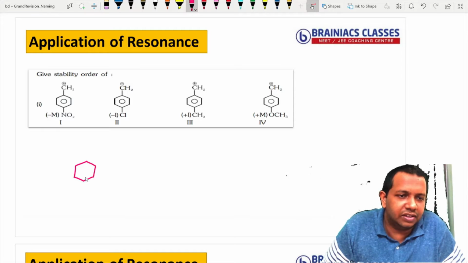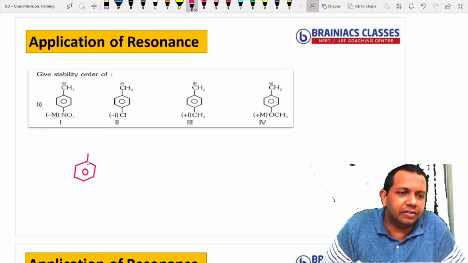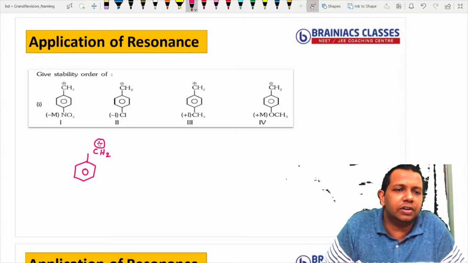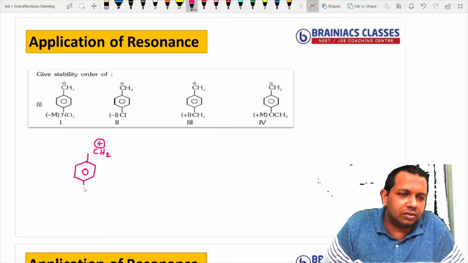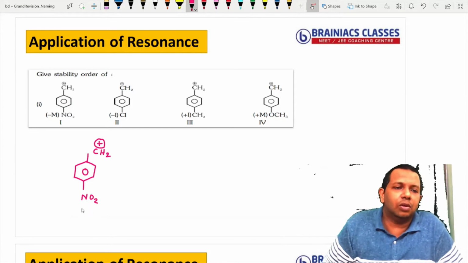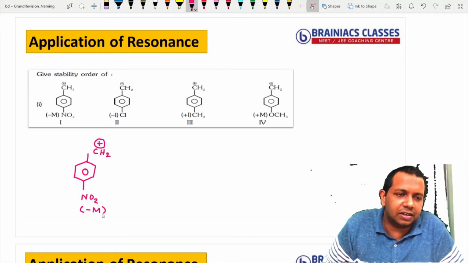So you can see a benzene ring is there. To the benzene ring, what is connected? CH2 plus is connected. So we know it is a carbocation. And to this benzene ring, an NO2 group is also connected. So we know that the NO2 group has a minus M effect. Also, it has a minus I effect.